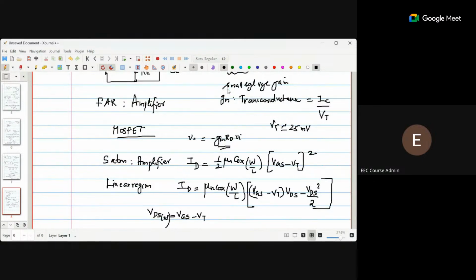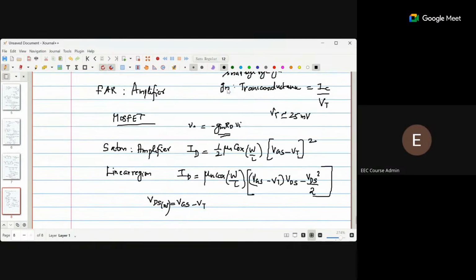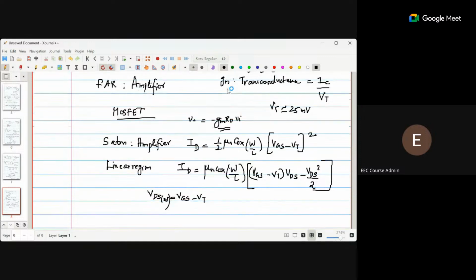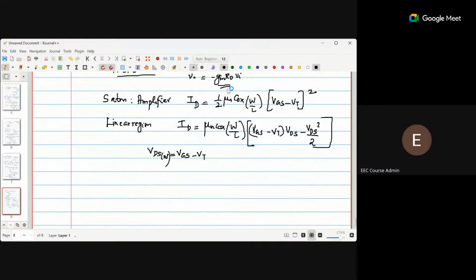Then MOSFET again. Accordingly, we have the common source, common gate, and common drain configurations. Now you tell me the different expressions for gm in the case of MOSFET.